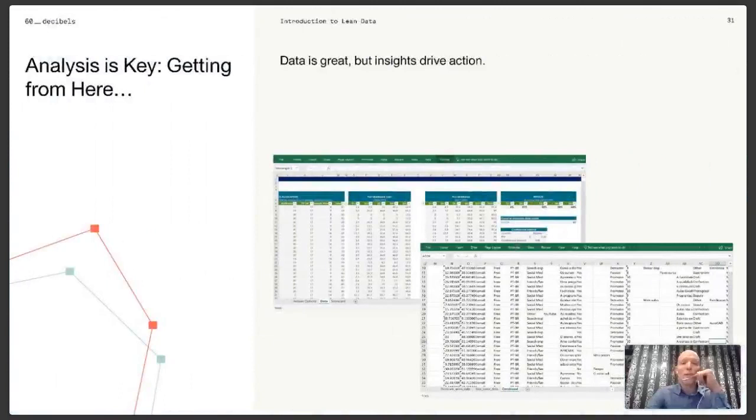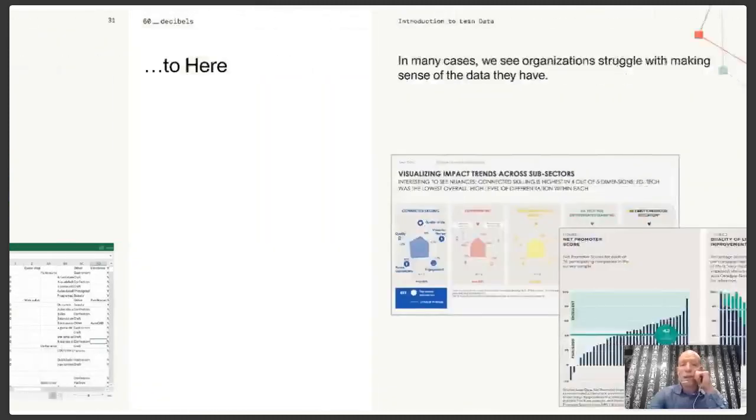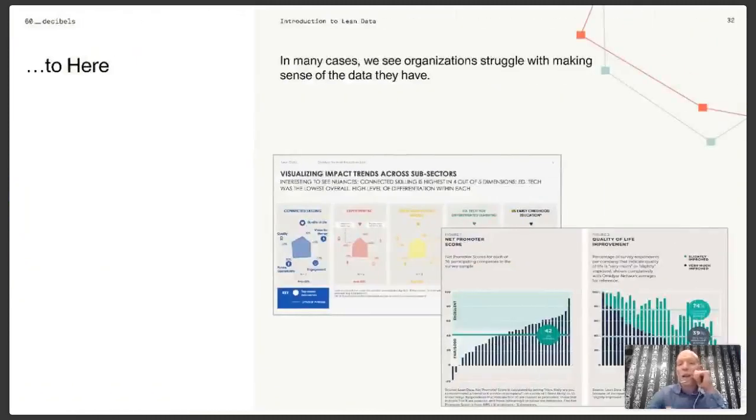Finally, on analysis, I don't really have any tips, but just to let people know what they're in store for. Once you get data and it looks like this, what you need to do is be able to turn that data into something that looks like this. And I only mention that to say that the analysis step is where a lot of organizations really get tripped up. Gathering data itself can be easy, can be difficult, but turning that data into insights is a skill.